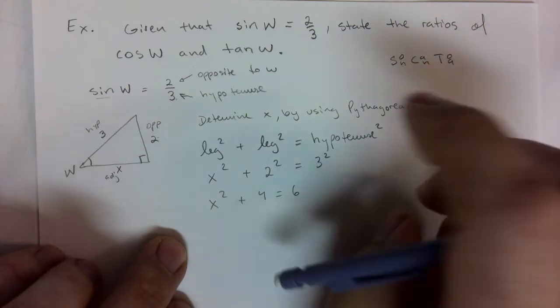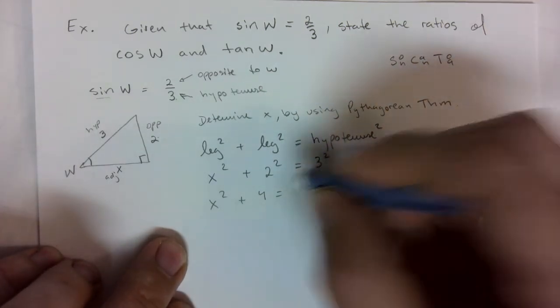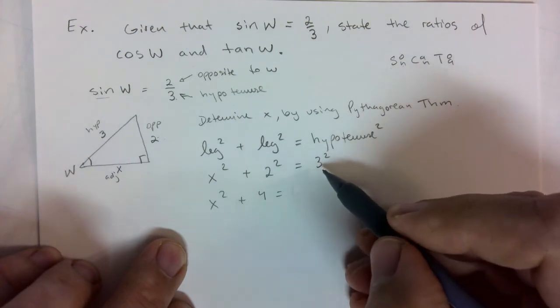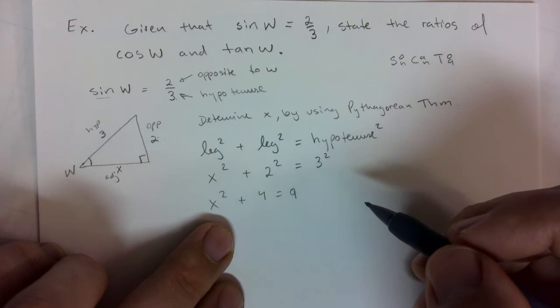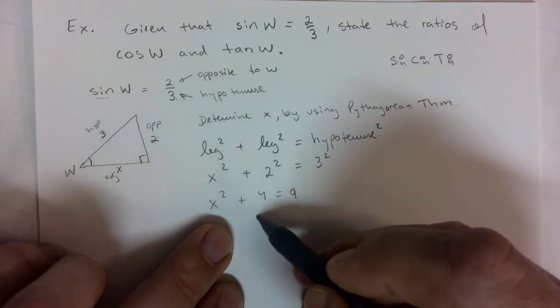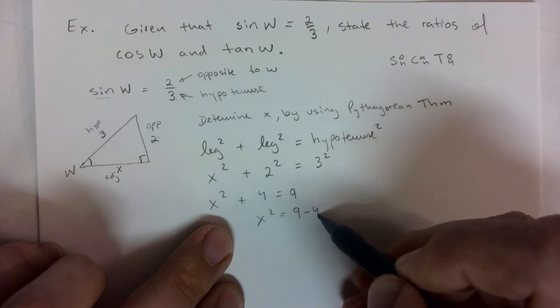It's 9, right? But this is a common mistake. I still see it too often, so it's worth mentioning. 3 squared is 9. Okay, sorry, I was just throwing you off there. And the 4 comes over, so it's 9 minus 4.